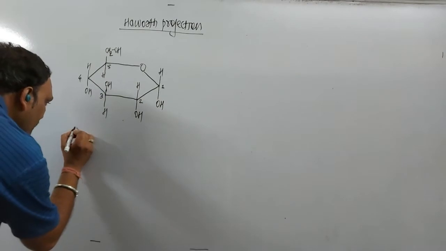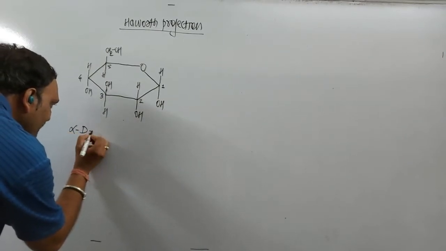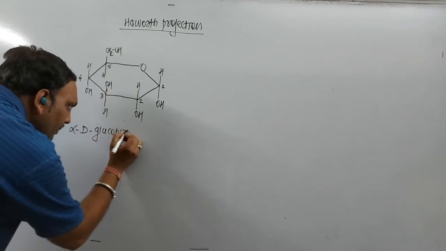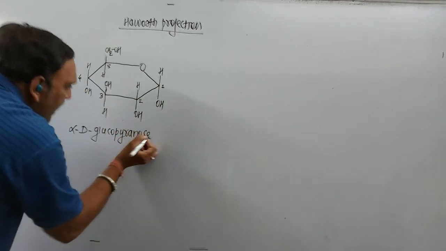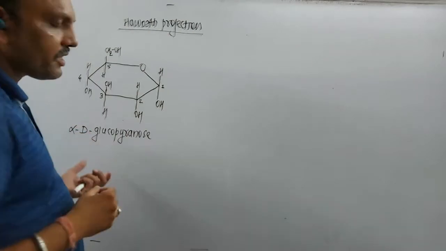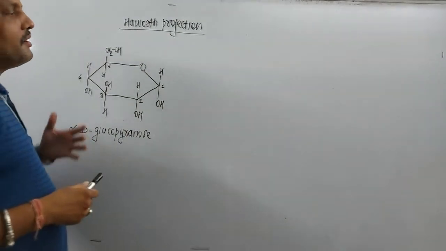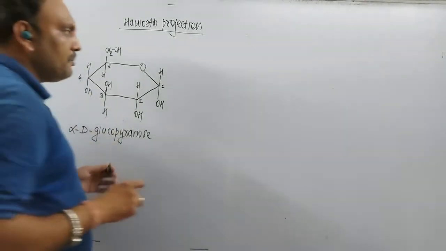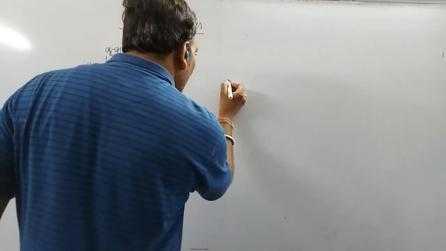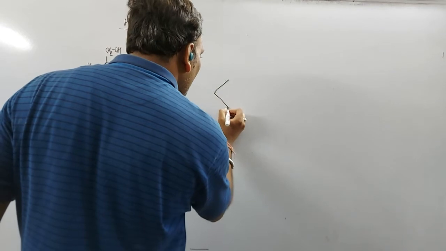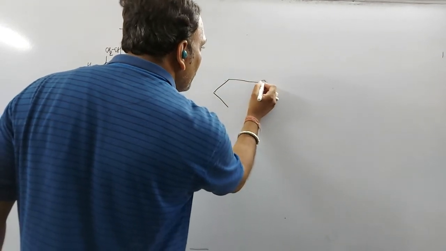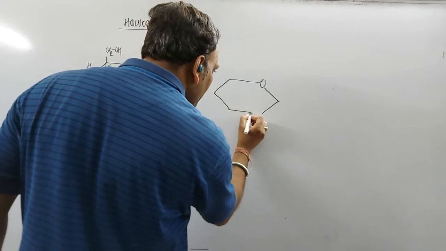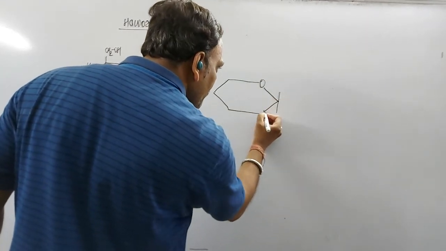So how can this be named? This is alpha-D-glucopyranose, as this structure resembles pyran. Now, how would you draw its anomer, I mean the beta anomer? In order to draw the beta anomer of glucose, what we need to draw, first of all, is a six-membered heterocyclic ring in which oxygen is at the right corner.